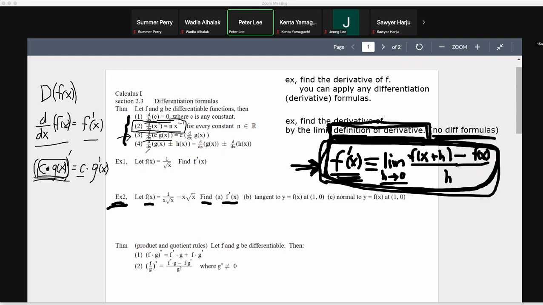And then number 4 is the difference and the sum. The derivative of the sum is the sum of the derivatives. The derivative of the difference of two functions is equal to the difference of the derivatives. Okay, so that's what that is.